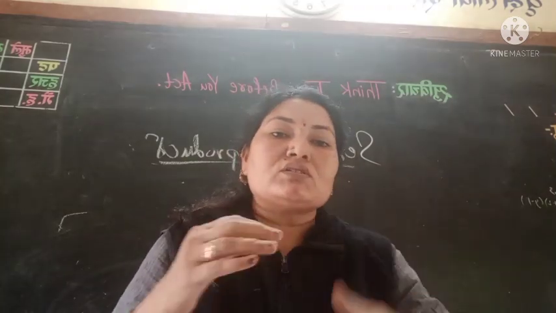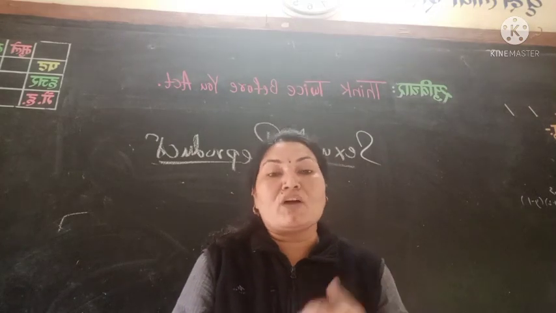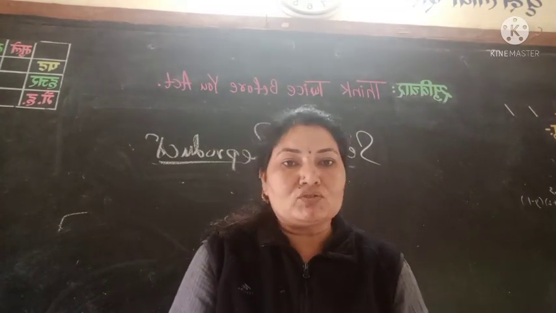Zygote, and that zygote slowly develops and forms a small baby after 9 months in human beings. So we will see it in detail now.